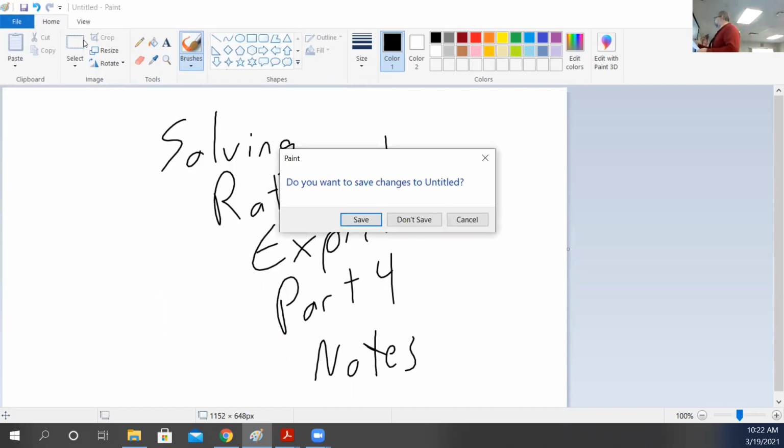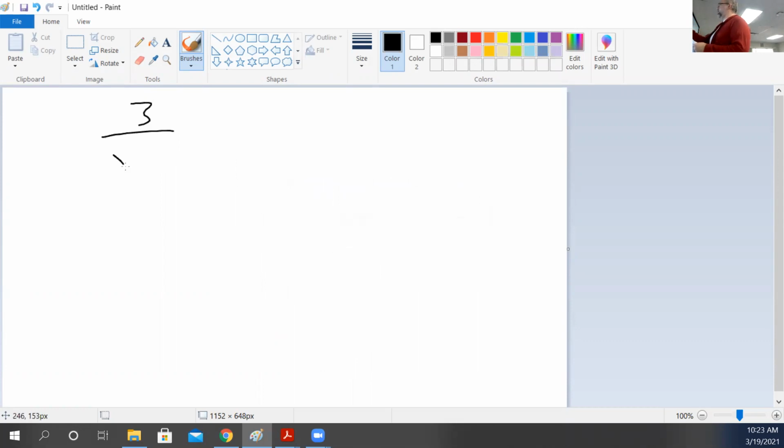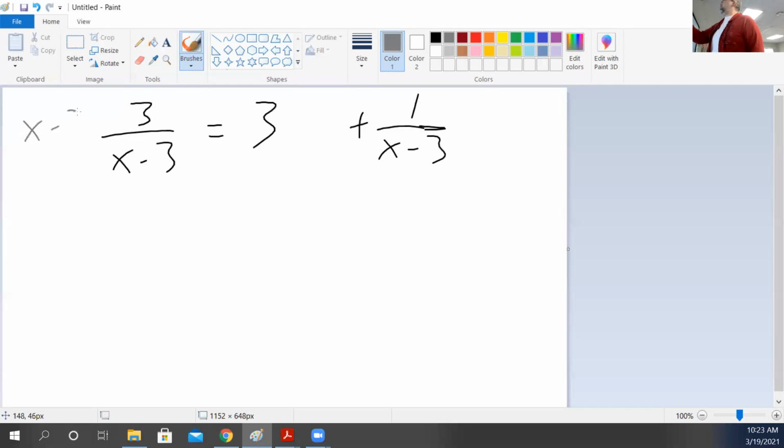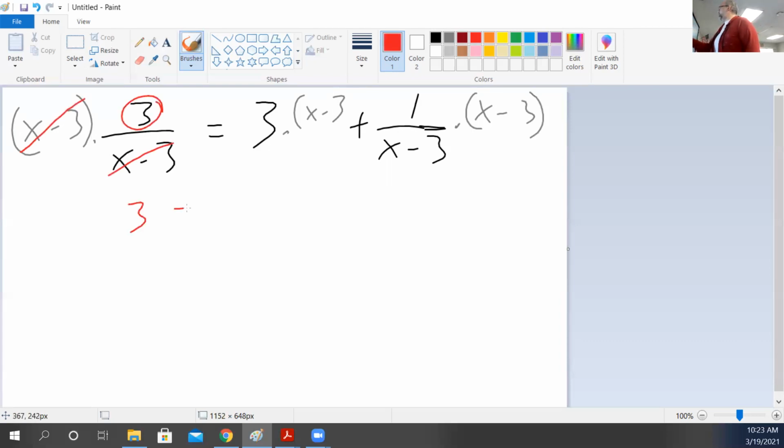All right. So first example for our notes, 3 over x minus 3 equals 3 plus 1 over x minus 3. X minus 3 is the only denominator we see. We're going to multiply everything times x minus 3. Let's multiply it out, see what cancels. X minus 3 cancels x minus 3. What's left is a 3. Nothing to cancel for this one, so just multiply there. And x minus 3 cancels, so it's just plus 1.